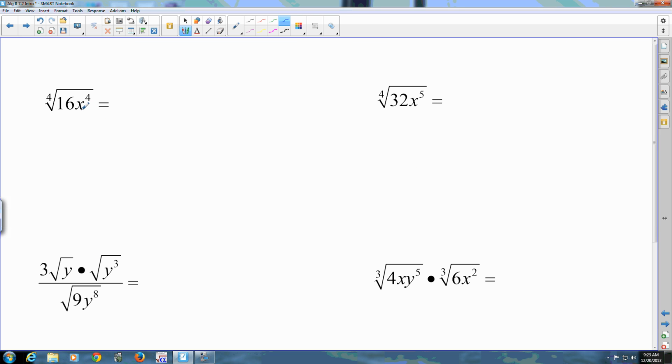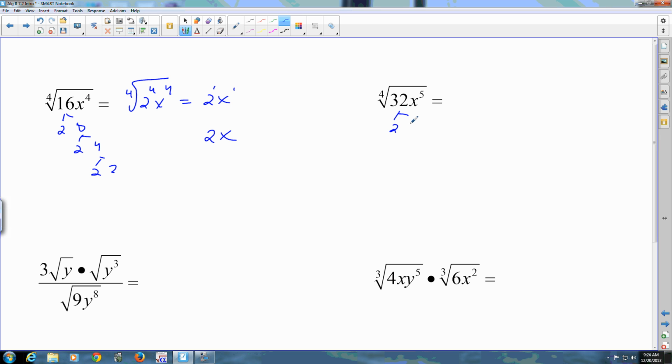Okay, when you've got variables, no big deal. 16, when you prime factor it, 2, 4, 2, 2. So that becomes the 4th root of 2 to the 4th, x to the 4th. The power matches the root on both of them, so everybody pops out once. 4 goes into 4 once, 4 goes into 4 once, so your answer is just 2x.